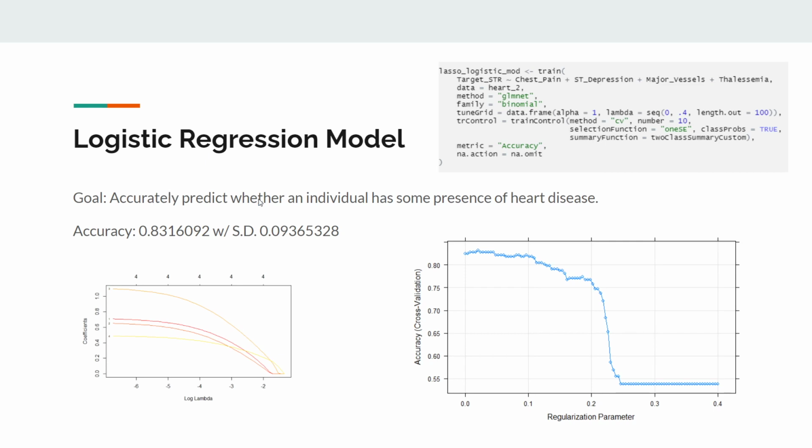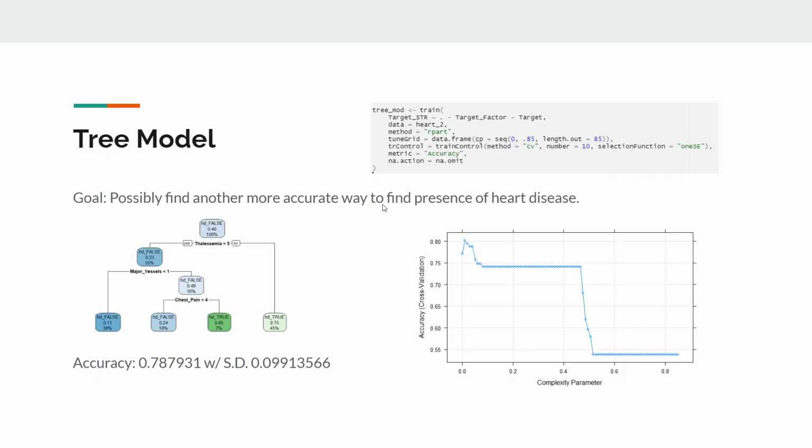So we're just trying to accurately predict whether an individual has some presence of heart disease, and we end up doing this pretty well. We get an accuracy of about 0.83 with a standard deviation of about 0.09. And for this, we just use the same 4 important predictors that we found earlier. And then we did one other method using a tree model. So we want to see if maybe we could increase that accuracy.